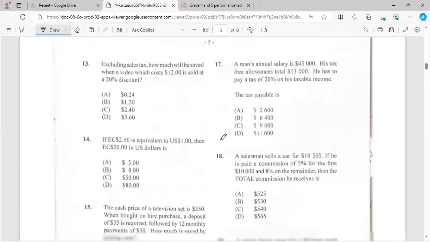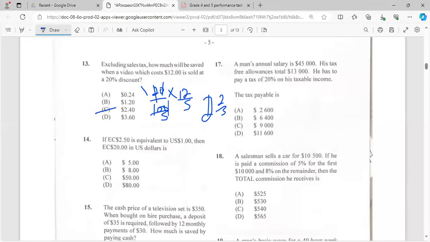All right, 13 says, excluding sales tax, how much will be saved when a video which costs $12 is sold at 20% discount? And notice this is saved. So this is the amount that is saved. It's basically 20% of 12, right? So you have 12 divided by 5, which is 2 times 5 is 10, and remainder 2 over 5, that's 0.4, so that's $2.40.